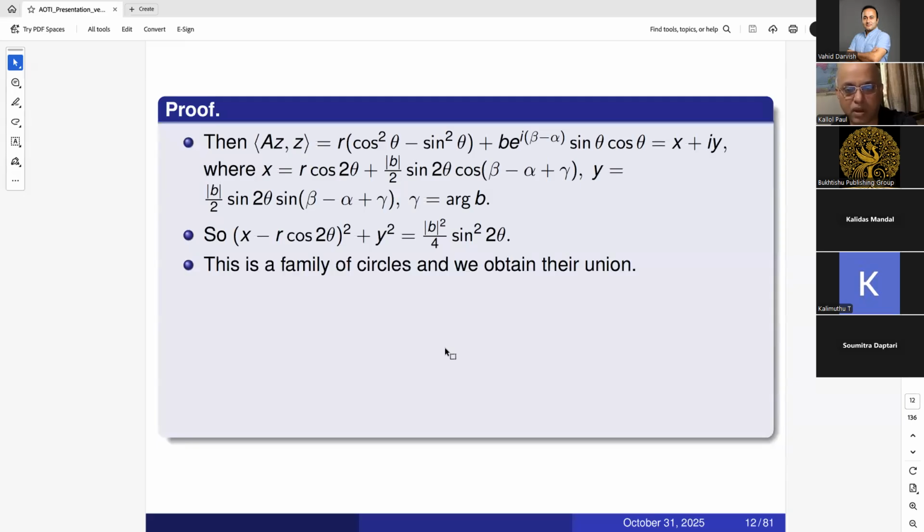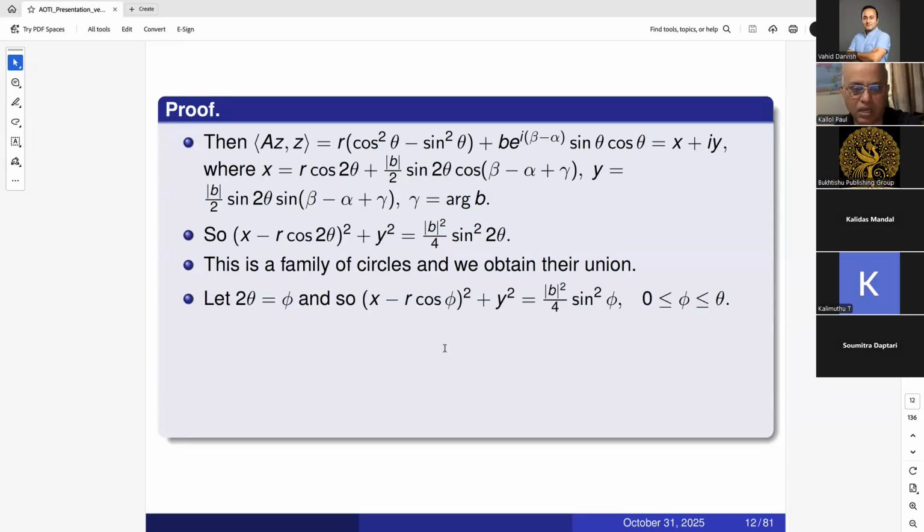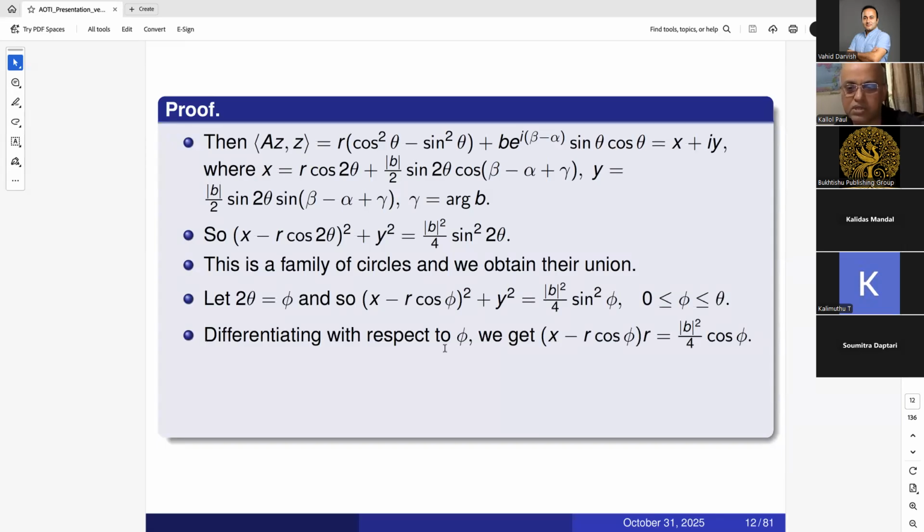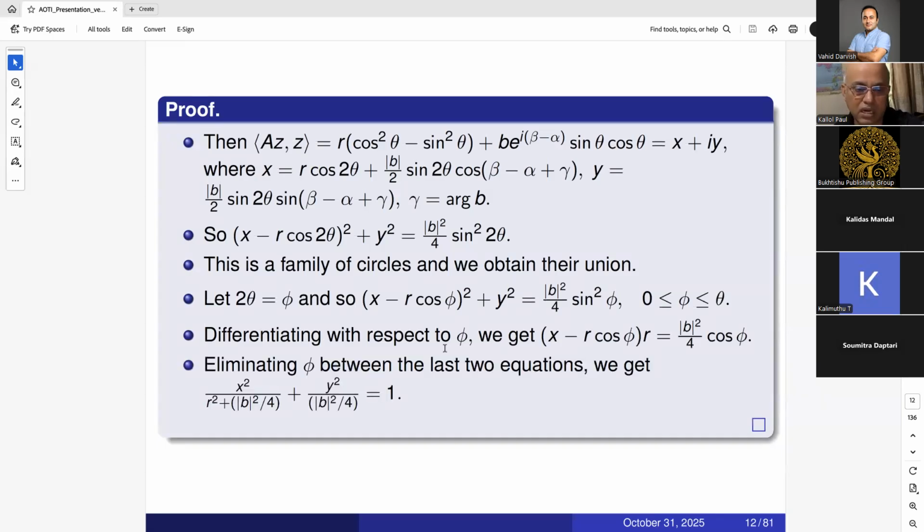So this is a family of circles, and we take their union, and ultimately, taking the envelope of this family of curves, we get this relation. This is what we were looking for. This is x square by (r square plus mod b square by 4) plus y square by (mod b square by 4) equal to 1. So it looks like an ellipse.